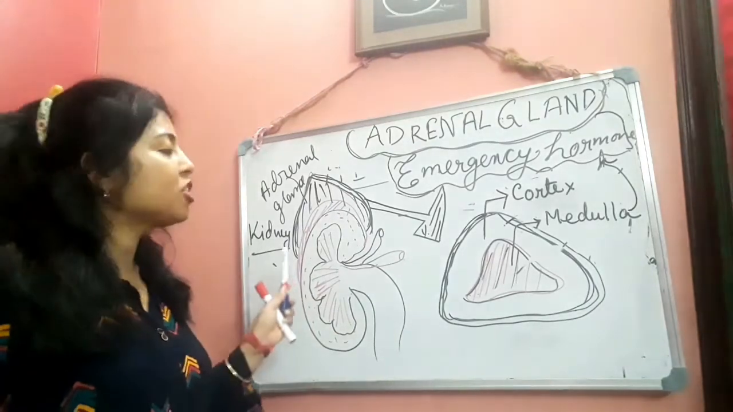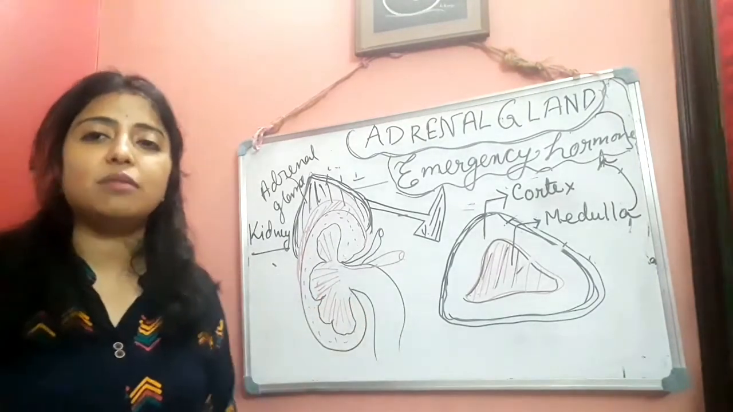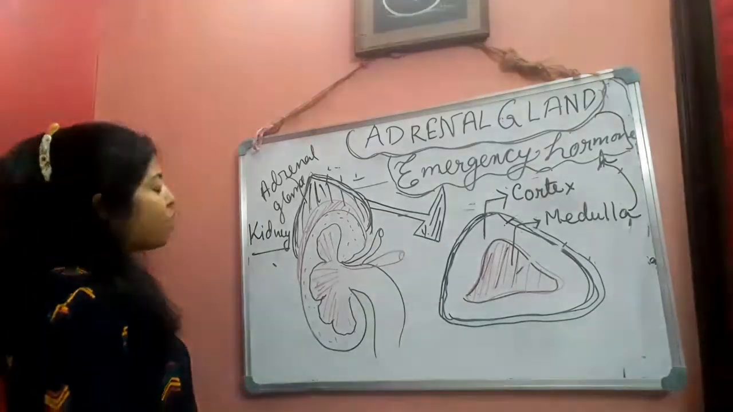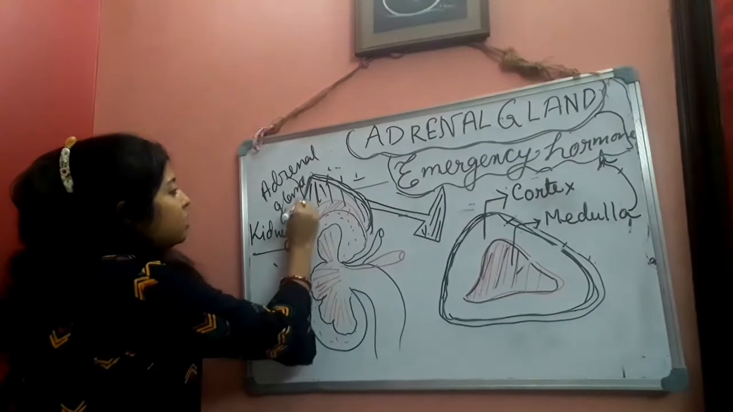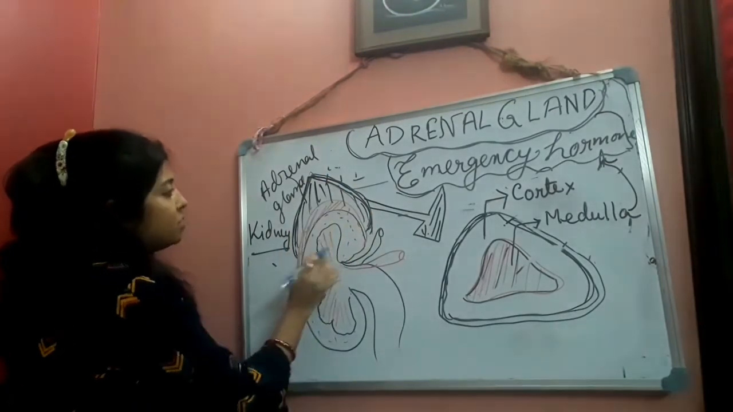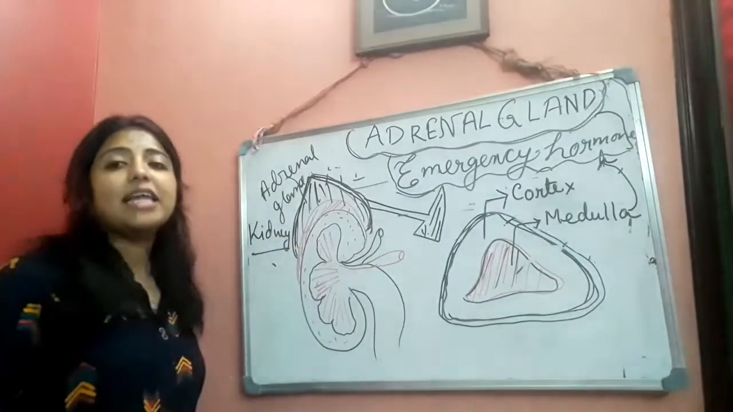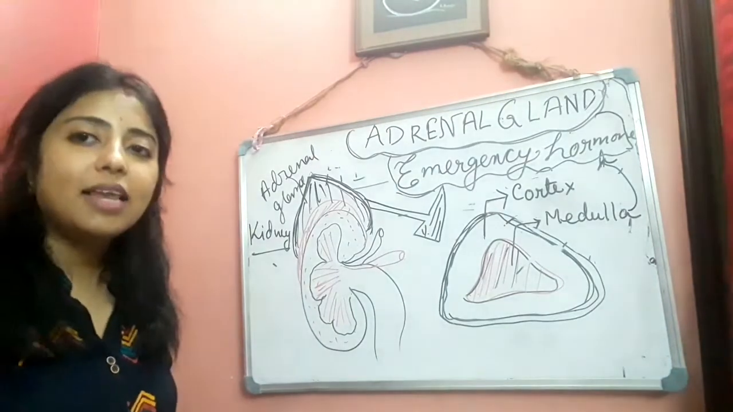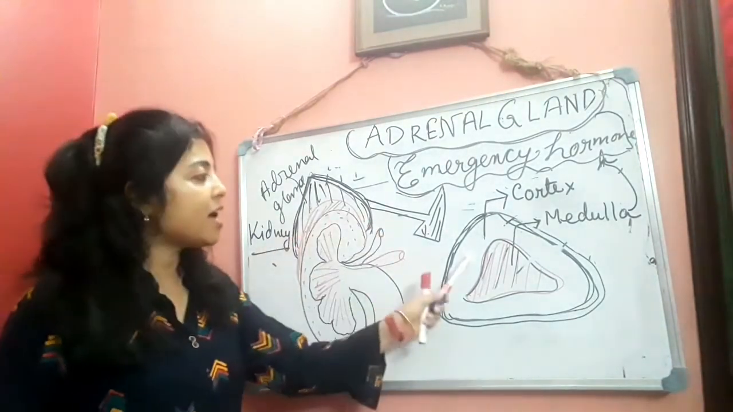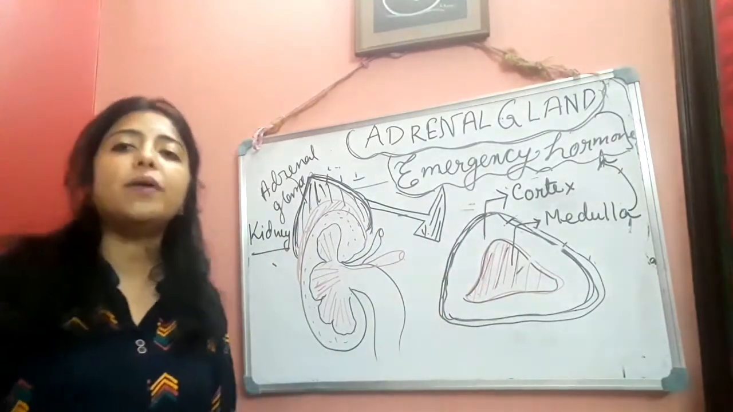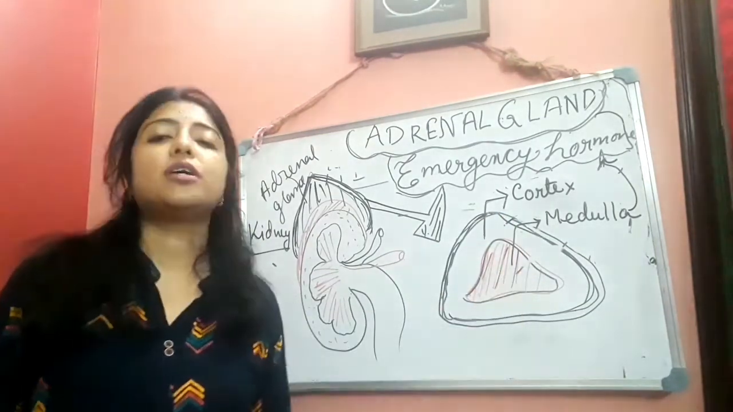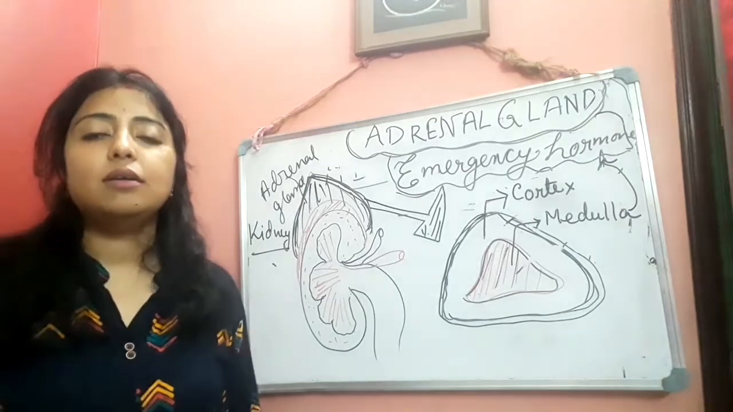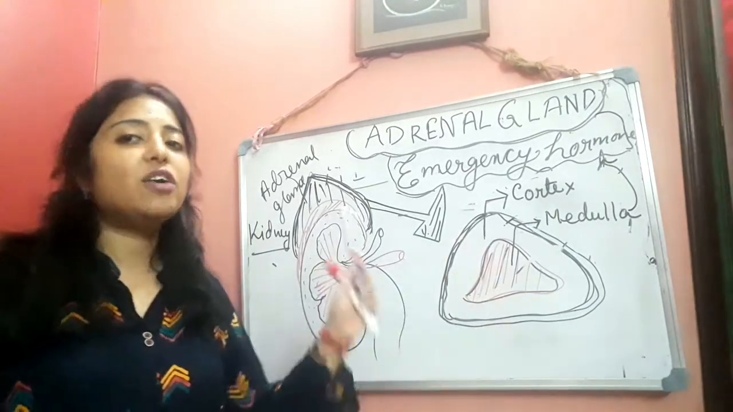And what is the function of this portion? It helps in excretion, but that is not the topic today. Today's topic deals with this portion, this cap-like structure, that is known as the adrenal gland. Here again I have drawn this portion. It has two parts. The outer portion is known as the cortex and the inner portion is known as the medulla.